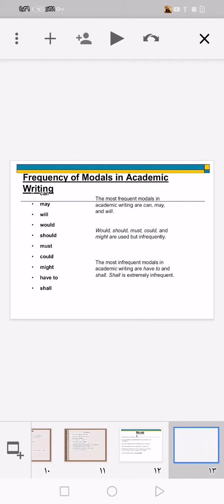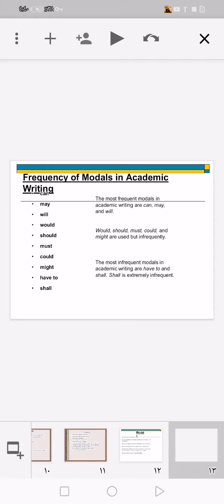Frequency of modals in academic writing. The most frequent modals in academic writing are can, may and will. Students, here we want to talk about the classification of modal verbs in academic writing. Which is used most in writing? The most frequent modal in academic writing is can, then may, then will, after that should, must, could, might, have to, shall.